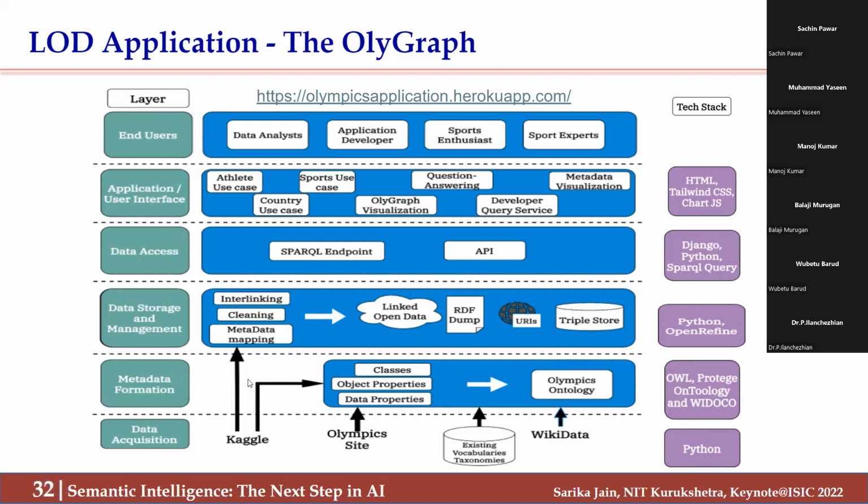So after metadata formation, that is the T-box formation, the creation of the ontology, we moved forward to data storage and management. The data was available at Kaggle in CSV format. So the header was taken for creating the ontology, and the rows were taken to create the RDF dump, and the linked open data was created. We have put this data into the Apache Jena triple store, and a SPARQL endpoint was created for data access. Some APIs were also created for direct access, and for developers, a SPARQL endpoint was created.